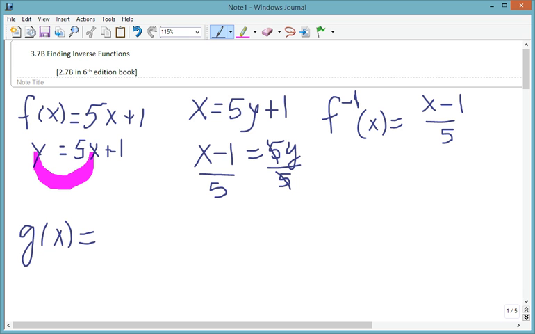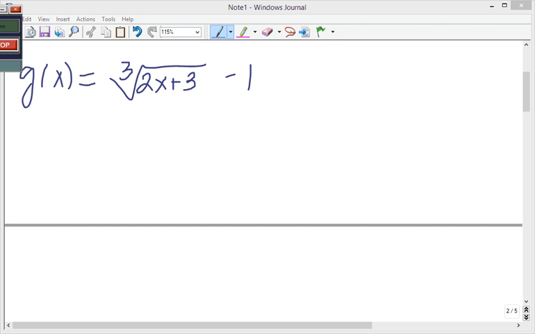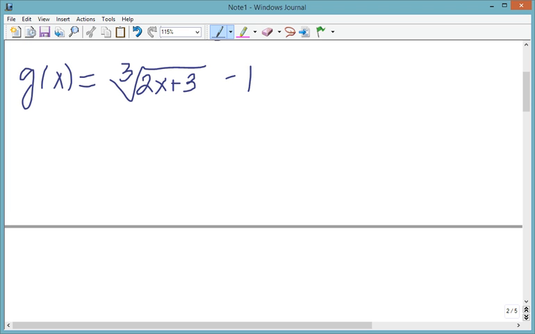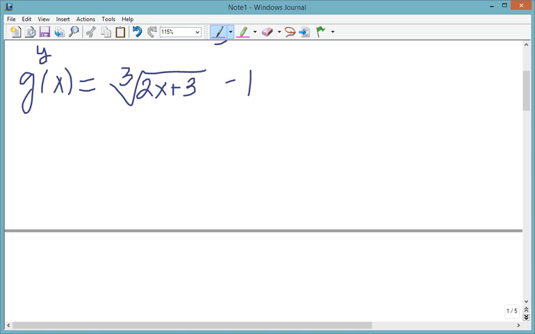All right, so let's do the cubed root of 2x plus 3 minus 1. So the first thing we need to do is switch the x and the y. And remember, this is really a y. So now we have x equals the cubed root of 2y plus 3 minus 1. And now we just need to solve for y.